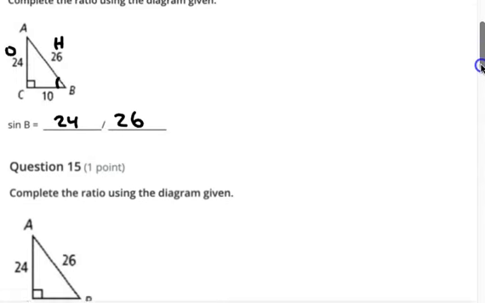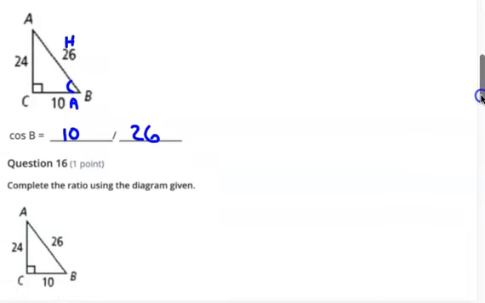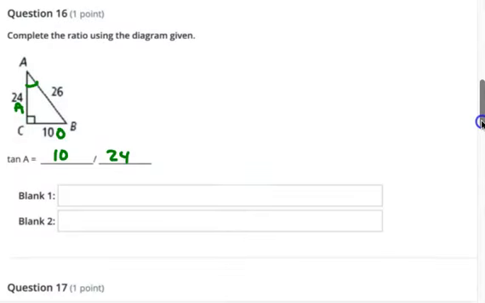Next one. This time we want the cosine of B. So we have B here. Cosine is adjacent over hypotenuse. 10 is the side that's adjacent to B. 26 is the hypotenuse. So this is 10 over 26. You don't need to simplify. Next one, last one, similar. Tangent of A. Here's A. Tangent is the opposite side over the adjacent side, which is 10 over 24. Don't need to simplify or reduce.